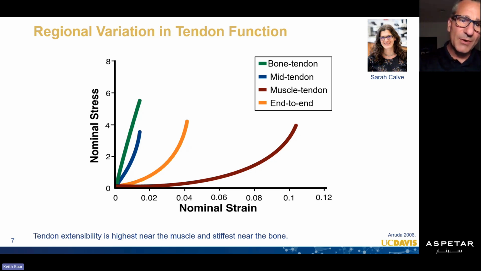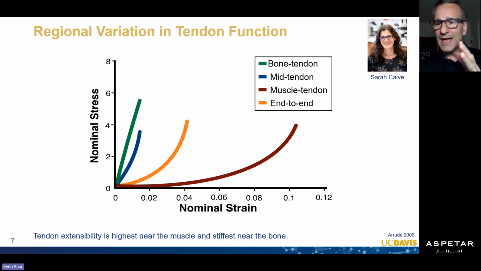When we looked at the bone end of the tendon, the bone end of the tendon is this green line here. And at that same 2 units of stress, we would barely get any stretch at the bone end of the tendon. When we looked in the middle, we would get this blue line. And when we took the overall, we would get the classic kind of toe region of a tendon. And what we were discovering was that the muscle end of the tendon is super stretchy, the bone end of the tendon is very stiff.